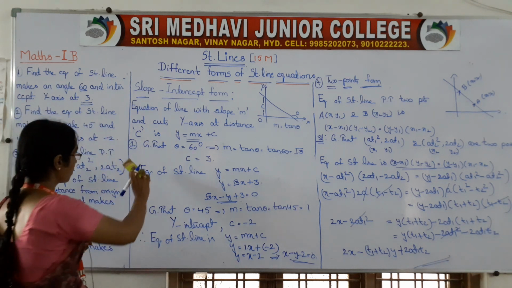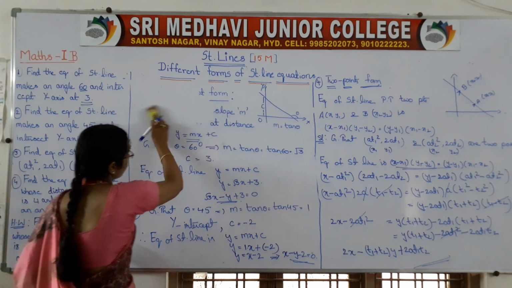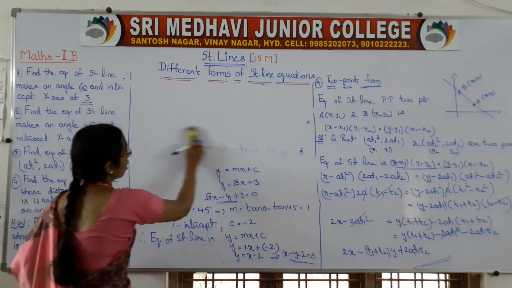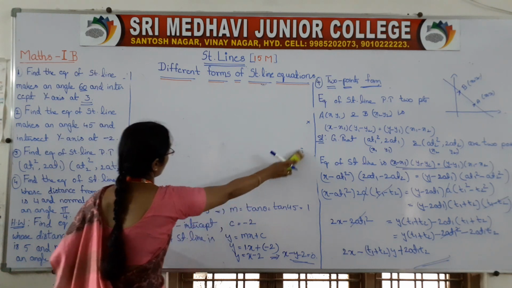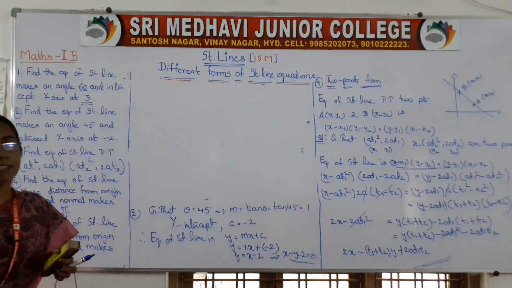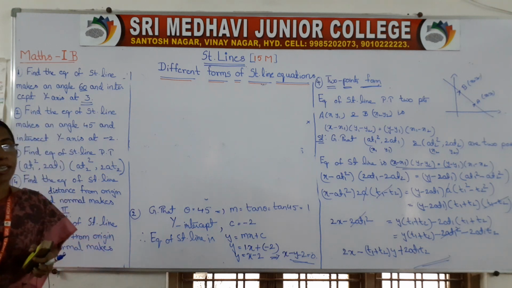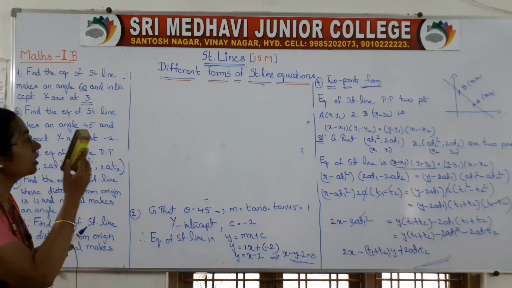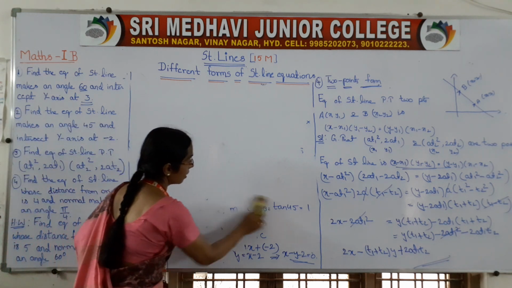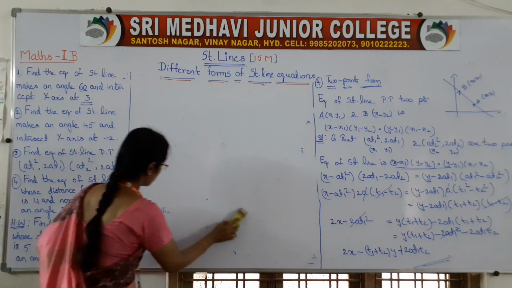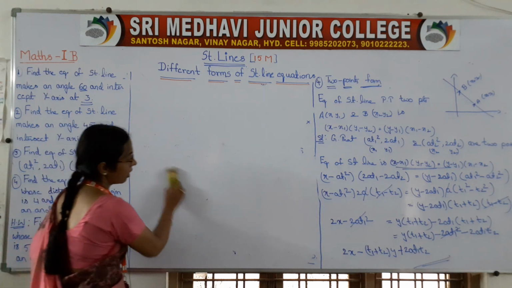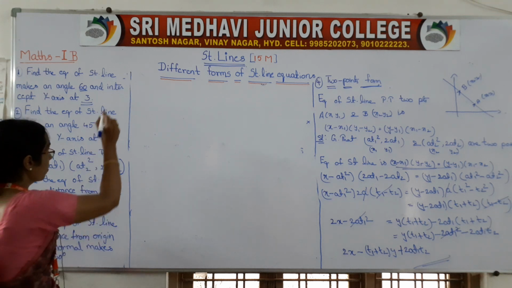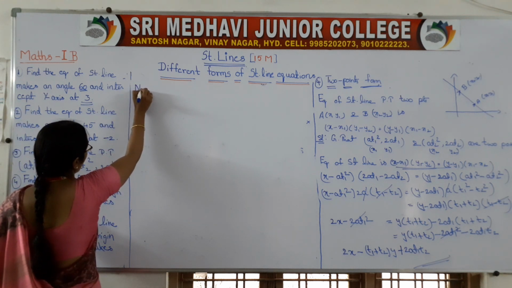Now come to the fifth form, that is the normal form of the straight line equation. So the last one is normal form. Once again, first one is intercept form, second one is slope intercept form, point slope form, and 2 points form, and last normal form. So now we are doing the last type of the straight line form. What is that? It is normal form.